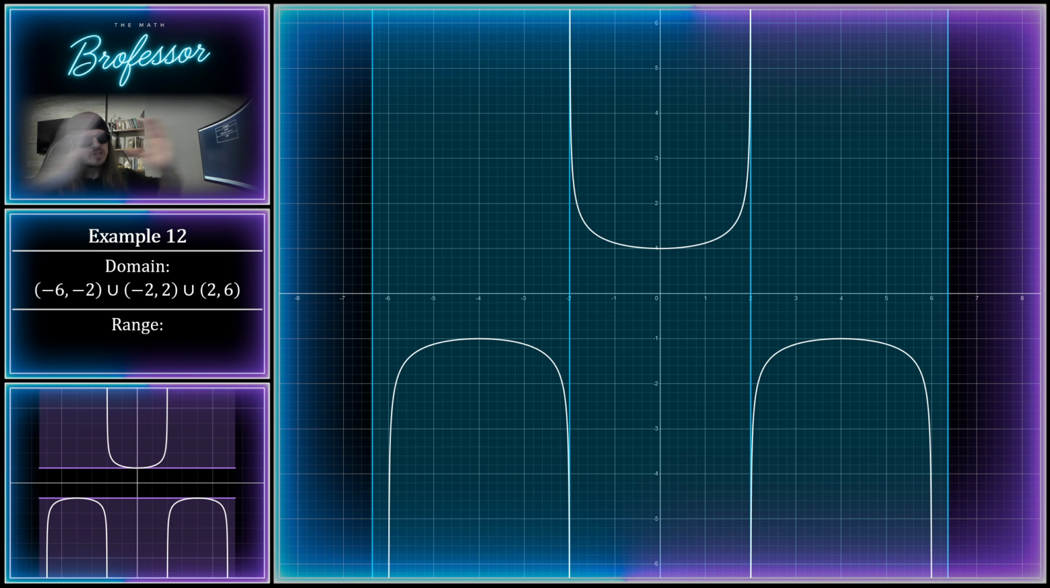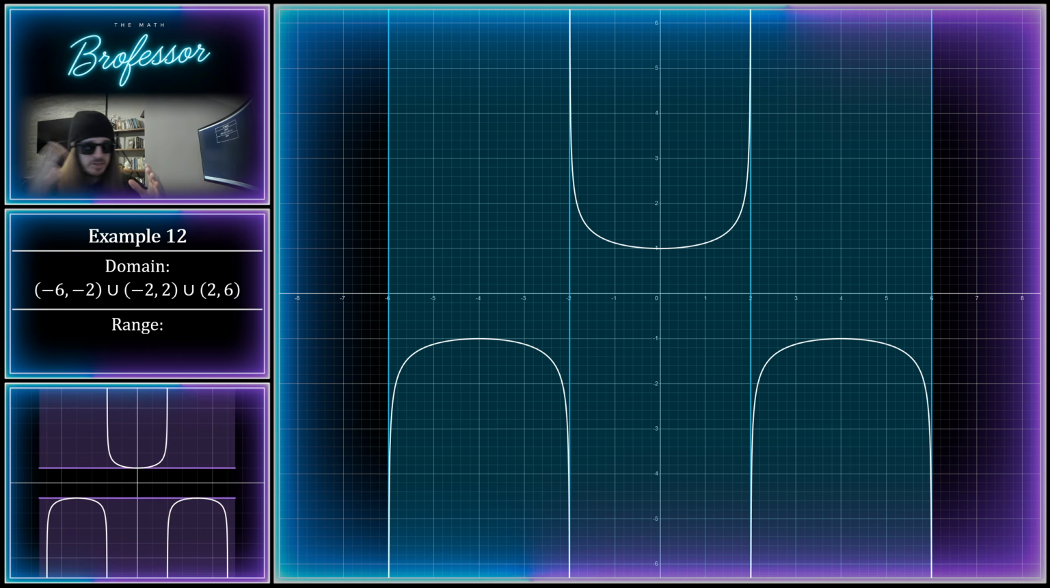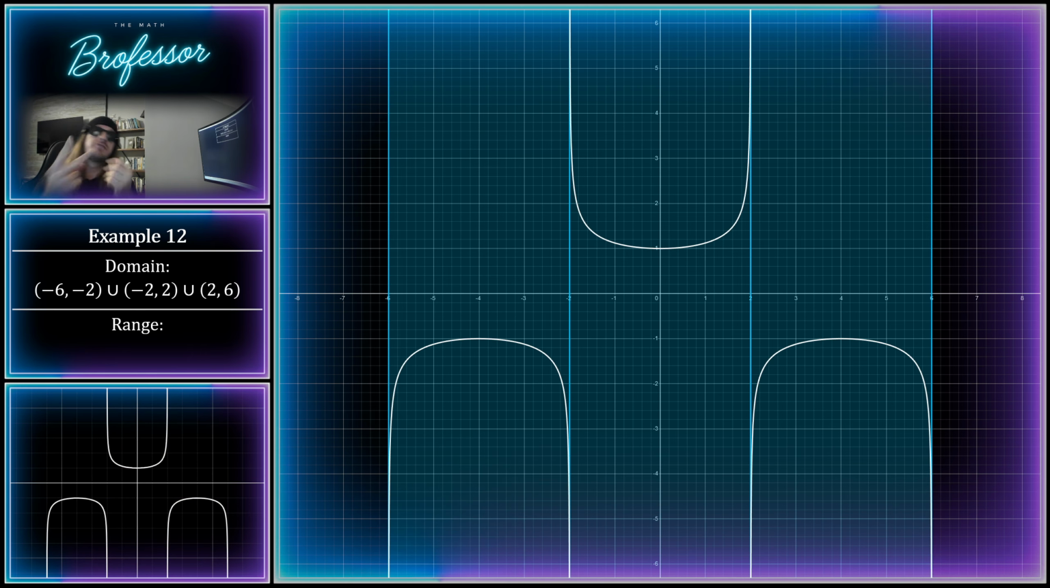So we have this graph boxed in on the left and the right between -6 and 6, but we also have 2 vertical asymptotes that happen throughout this graph's domain. So we need 3 intervals to write the answer.